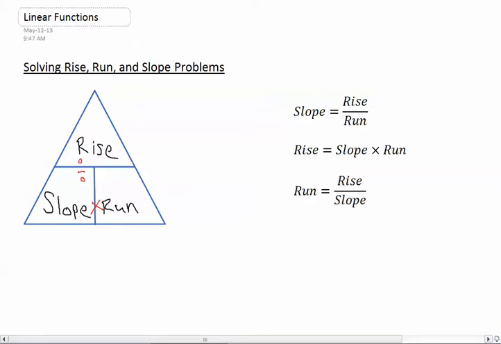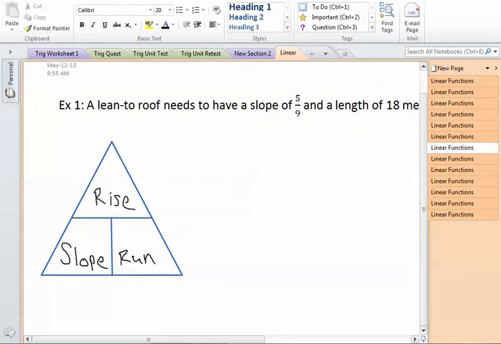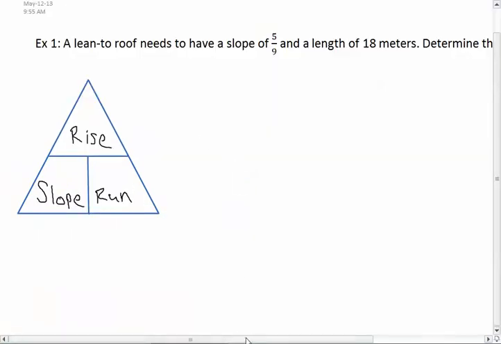So any questions with that formula triangle? Yeah? Oh, sorry. Was it making sense though? Yeah. Awesome. Okay, let's take a look at a question based on this.